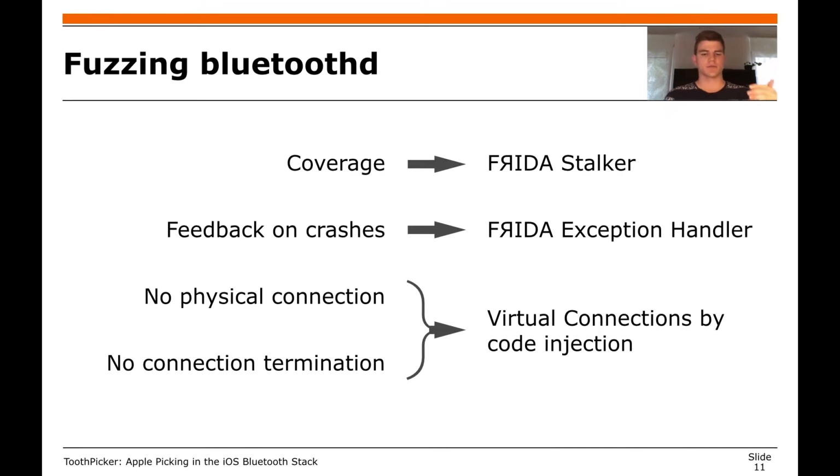However, the largest benefit is that we now do not rely on physical connections. What we can do is create virtual or basically fake connections by injecting our own code. Now that we have these virtual connections, we basically have full control of these connections. So connection termination also isn't that much of a problem anymore. And with this, we started to implement our fuzzer ToothPicker.